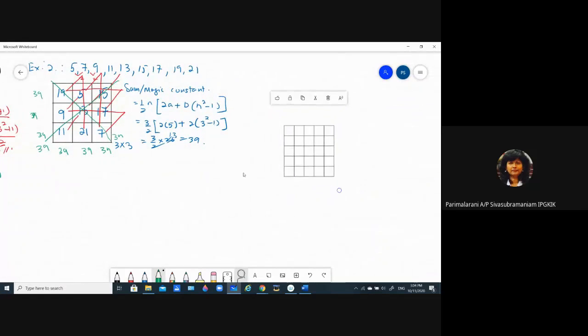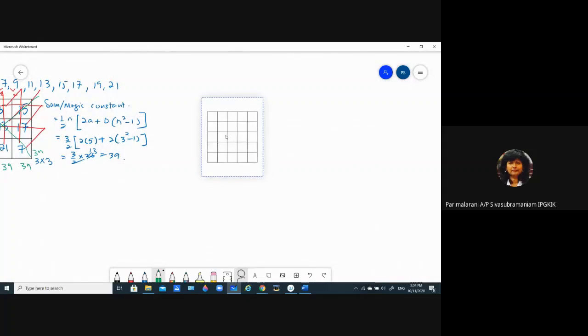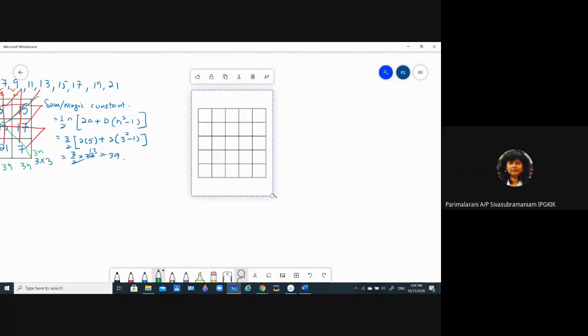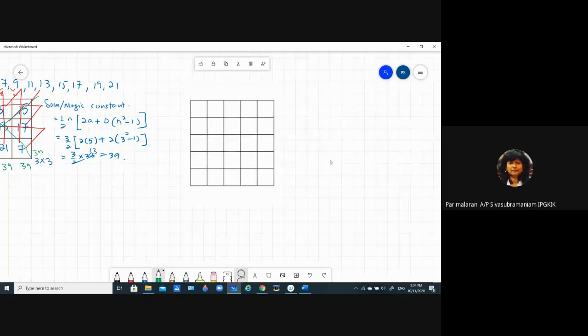Okay, let's try a 5 by 5. You can do it for anything, 5 by 5, 7 by 7, any odd number, okay? And it's not very difficult also, okay? So now we're going to put in numbers from 1 to 25 inside a 5 by 5 magic square.